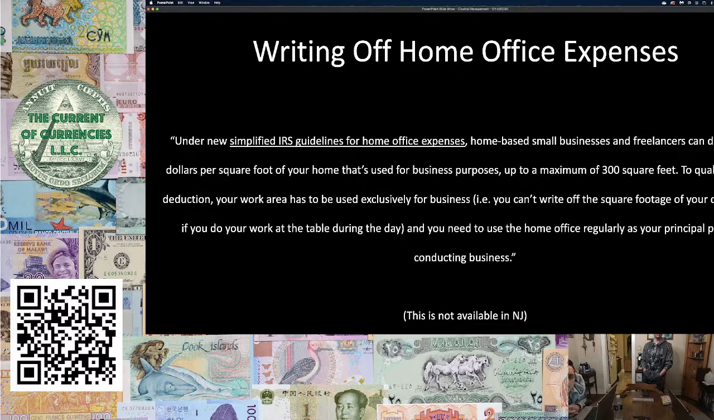To qualify as a tax deduction, your work area has to be used exclusively for business, i.e. you can't write off the square footage of your dining room if you do work at the table during the day, and you need to use your home office regularly as your principal place for conducting business. Now, I don't eat dinner here. I really don't. And he'll tell you, you just saw him eating in the corner over there. This is my workspace, so that's how I get around that.